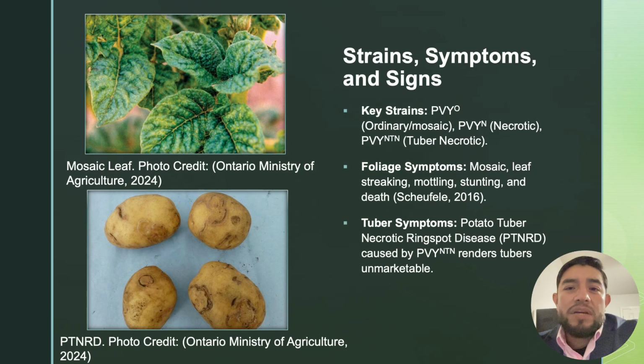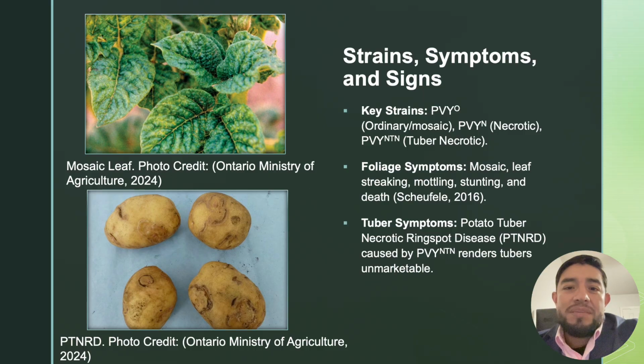PVY is notoriously complex because it exists in several strains, each causing different symptoms. The ordinary strain, PVYO, typically causes mosaic patterns and leaf mottling. However, the NTN strain, tuber necrotic, is the most feared by farmers. Why? Because it attacks the tuber itself.